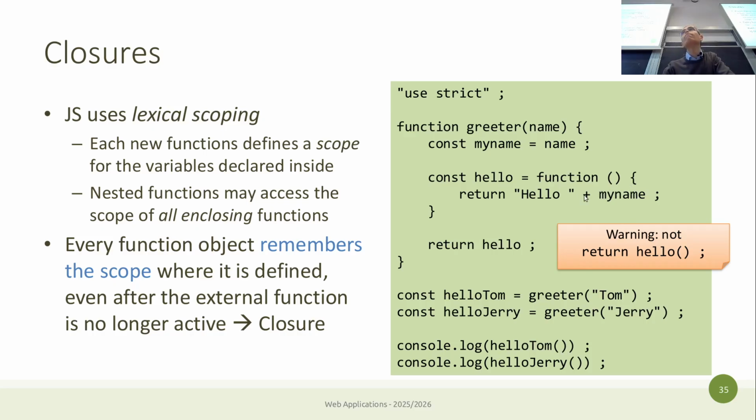Is it a name that is currently available? Where is it still available? Is it an error? What's happening? Well, what's happening is that basically the function remembers the scope where it is defined. So here, even after the external function is no longer active, greeter has been called before, it has finished the execution.